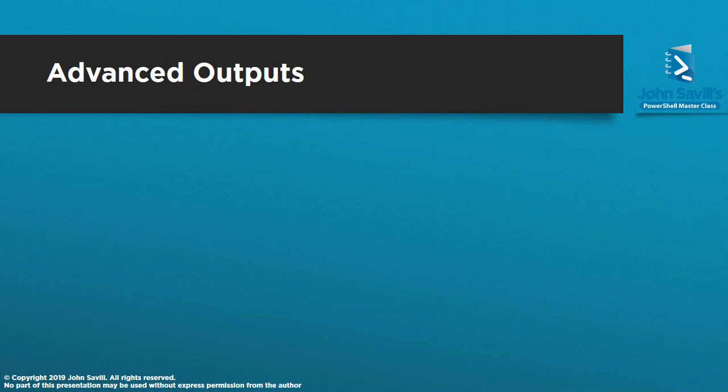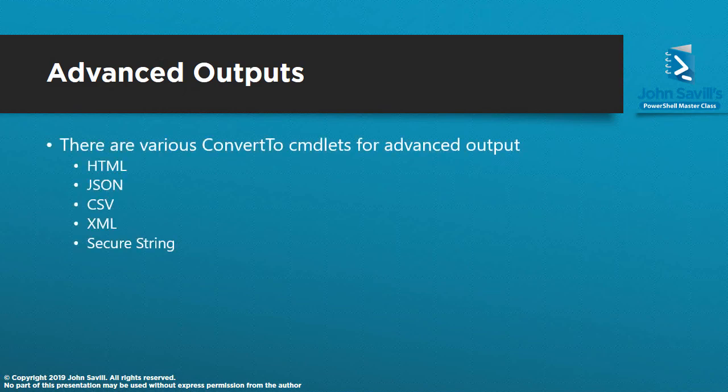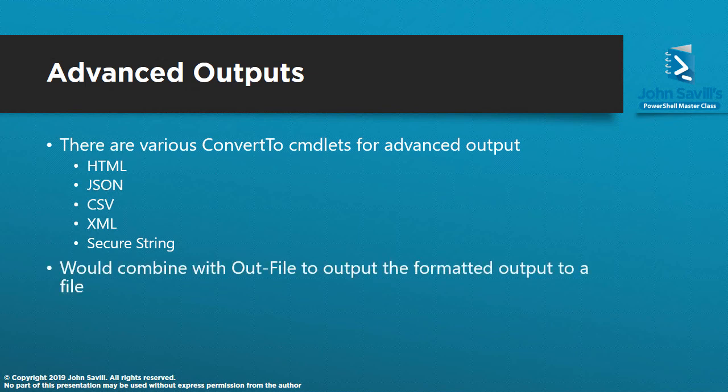I can do far more advanced type output. And I started to touch on this with the XML. So I can convert to HTML, to JSON, to CSV, to XML, to secure strings. I could combine that with Out-File to actually send it to a file. So there's a huge amount of work I can do here. And there's some really clever things I can do.